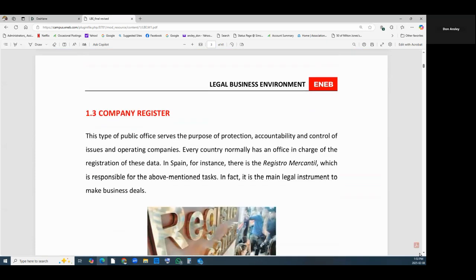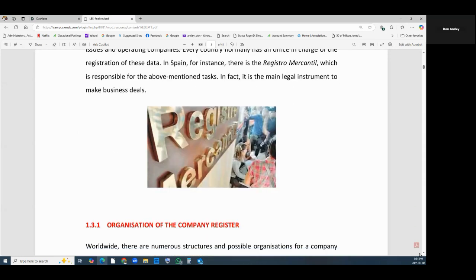Company register. This type of public office serves the purpose of protection, accountability, and control of issues in operating companies. Every country normally has an office in charge of the registration of this data. In Spain, for example, it is the Registro Mercantil, which is responsible for the above-mentioned tasks. In fact, it is the main legal instrument to make business deals.